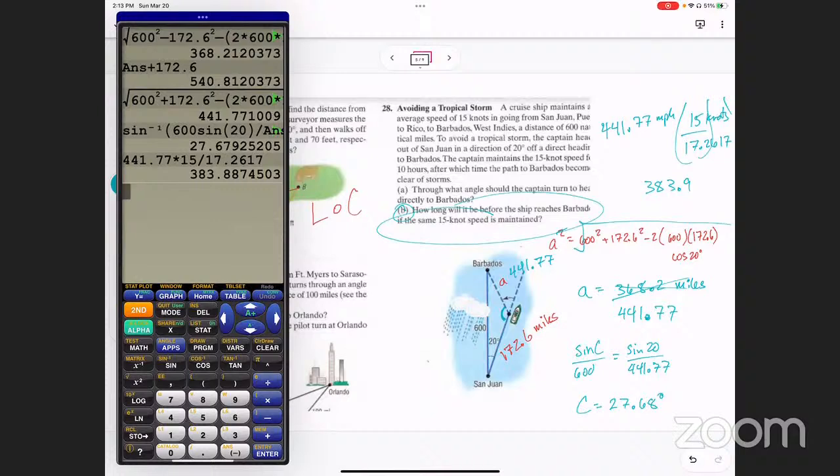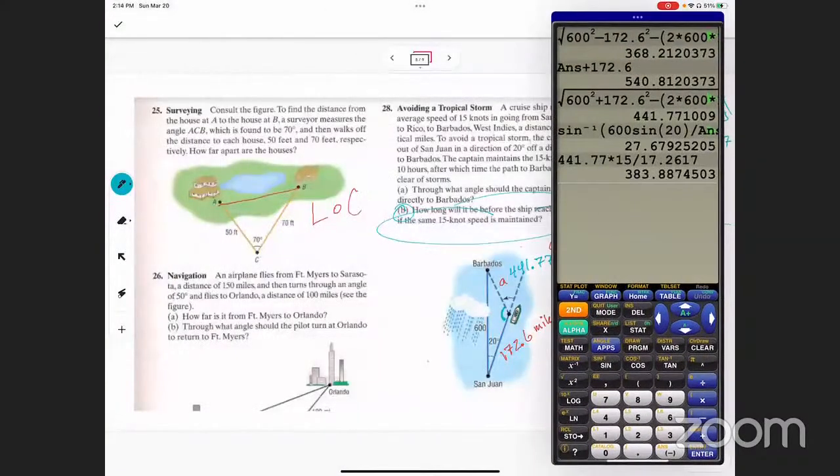This is the speed that it's going in knots per hour. What is knots? What does 15 knots mean? I'm not sure. 15 knots. What is 15 knots? Oh, that's 17 miles per hour. Right. It's 17.2615 miles per hour. See why I wrote this over here?